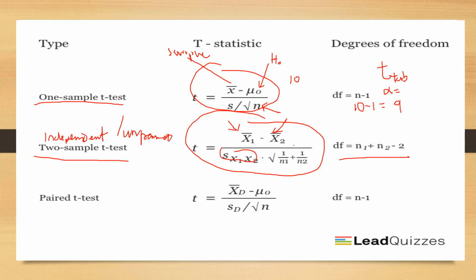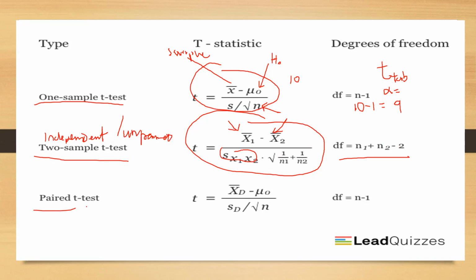Have I made myself clear? The degree of freedom, you add the number of samples together and you subtract 2 from it. That's how to calculate the degree of freedom for your independent or unpaired sample.